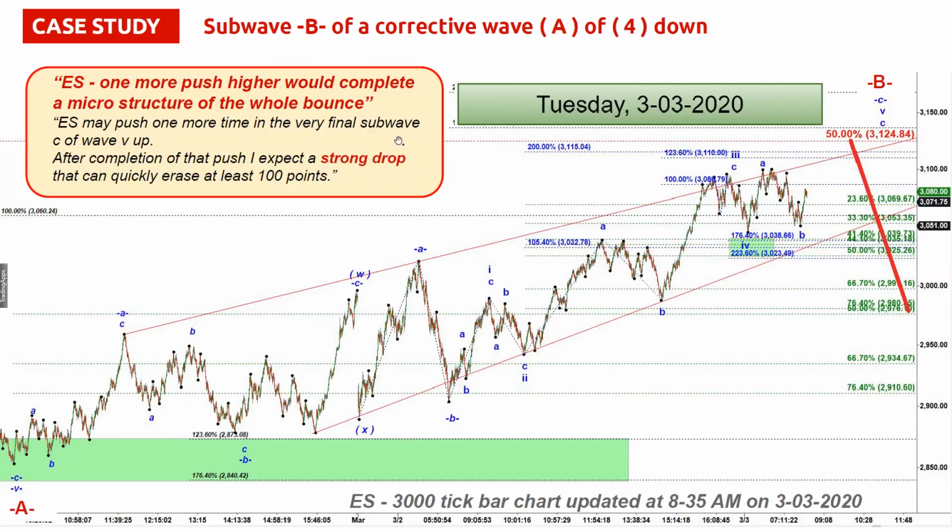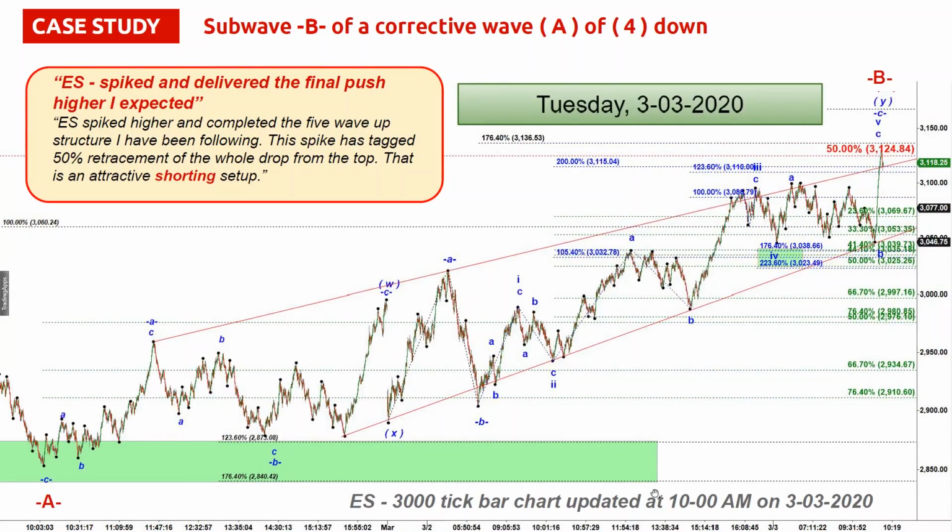Here I posted for my subscribers, yes, one more push higher would complete a microstructure of the whole bounce. I meant that the whole bounce would be completed by the final move up, and that was the target, 3124, that was posted at 8:35 a.m. in the morning. By 10 o'clock in the morning we got that very strong push up. And this is the moment when the FOMC announced a surprise rate cut. Many people considered that a breakout, but my subscribers were forewarned in advance that we only need that push up to complete that whole corrective structure.